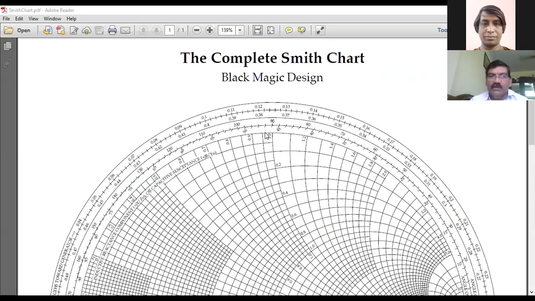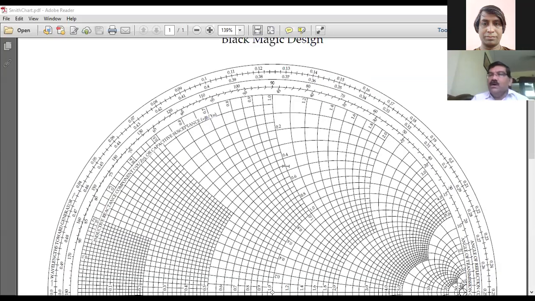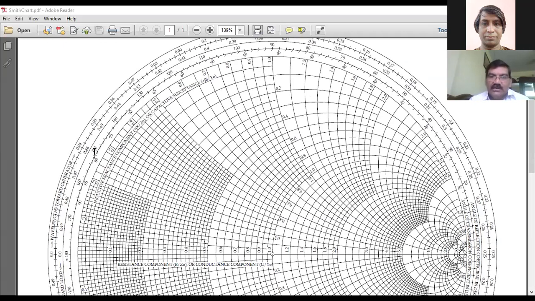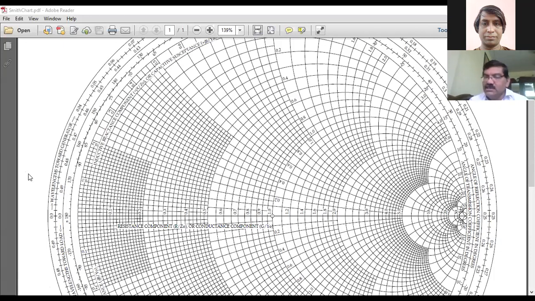I'll share the Smith chart. So this is your complete Smith chart. What we are doing right now is using the Smith chart to calculate some impedances. I'll take one simple network and calculate the impedance. Before that, we have to understand what this Smith chart is. This is the complete Smith chart.